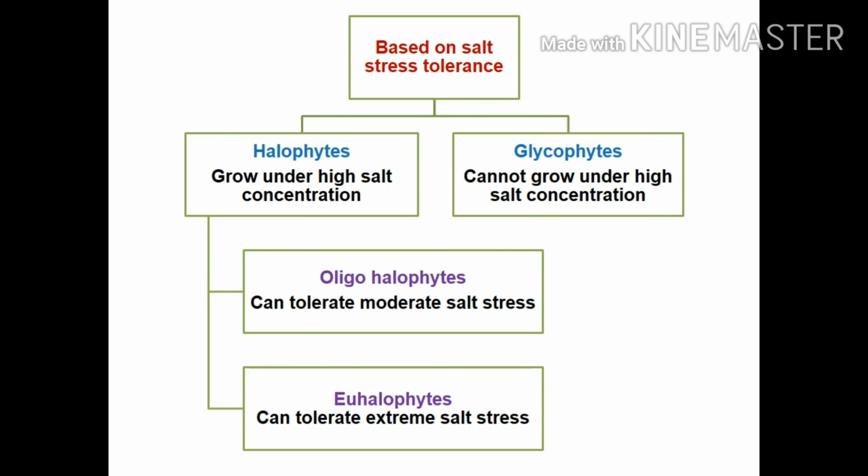Based on salt stress tolerance, the plant kingdom is classified into 4 types. The plants that grow under salt stress concentration are called halophytes, and the plants that cannot grow under high salt concentrations are glycophytes. The plants that can tolerate moderate salt stress are oligohalophytes. The plants that can tolerate extreme salt stresses are euhalophytes.